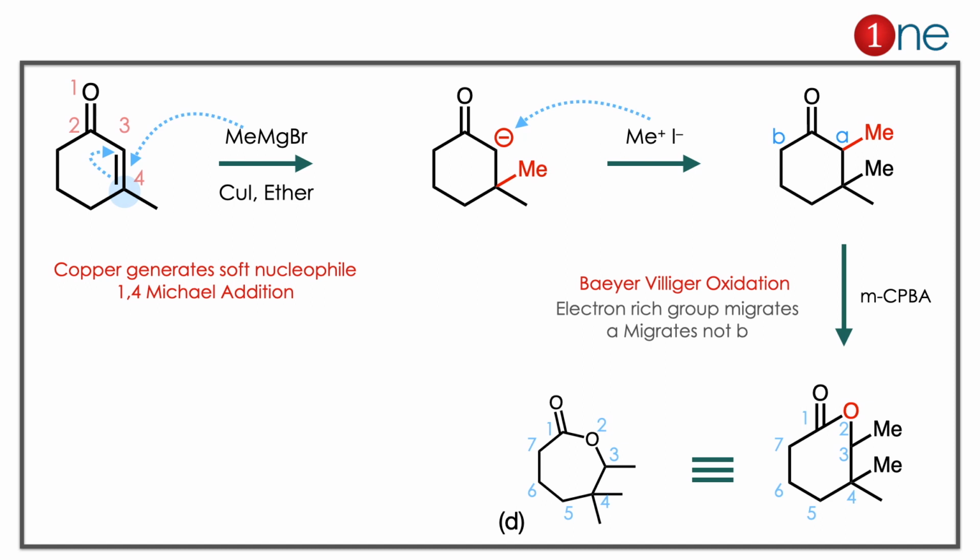Here you have to learn 2 important things. One is 1,4 Michael addition. If you have a soft nucleophile, the addition should be 1,4 Michael addition. Second thing is Baeyer-Villiger oxidation. It's just an oxidation reaction. In the ring expansion, always the electron-rich group migrates. Here the tertiary carbon, which bears the methyl, migrates.